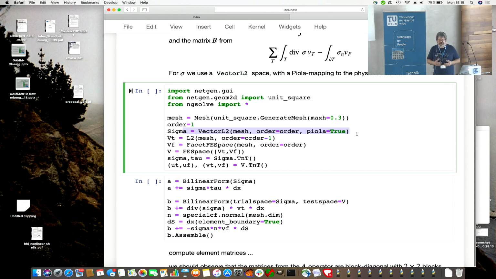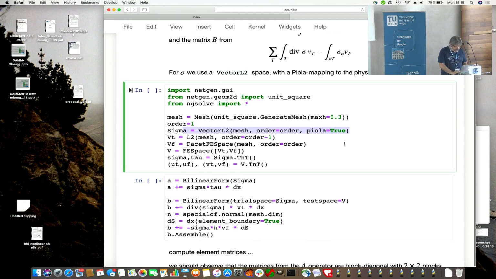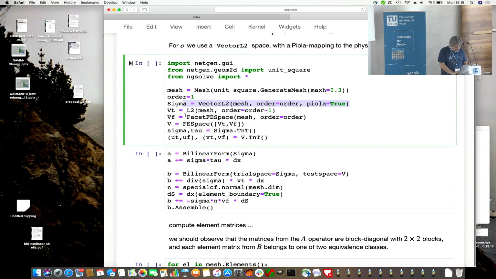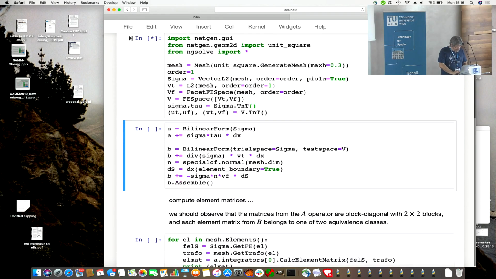What is essentially, if it's a DG space, a vector-valued L2, if we do the Piola mapping from the physical element to the reference element and back to the physical element. So we're using indeed a vector L2 now, where the mapping is a Piola mapping, like we do for HDiv. Element space L2, facet space.